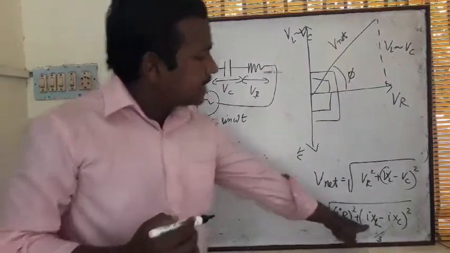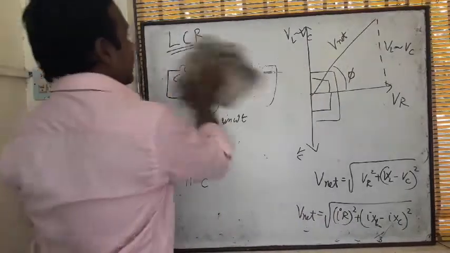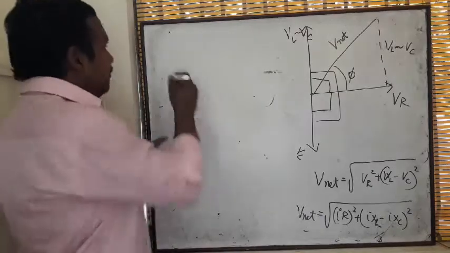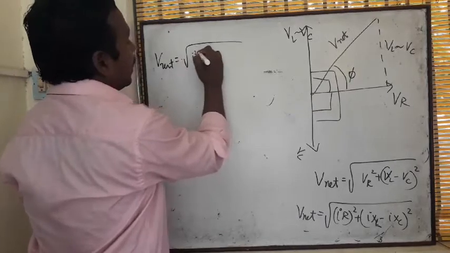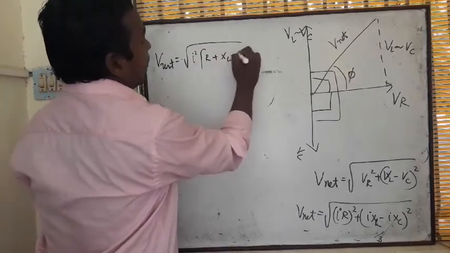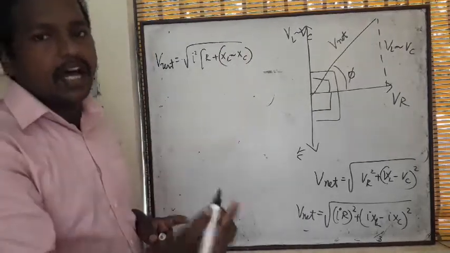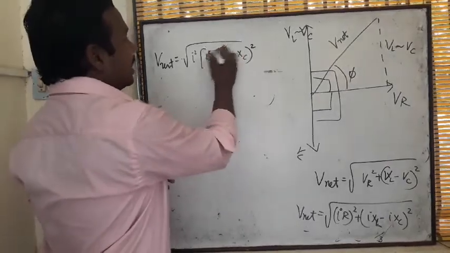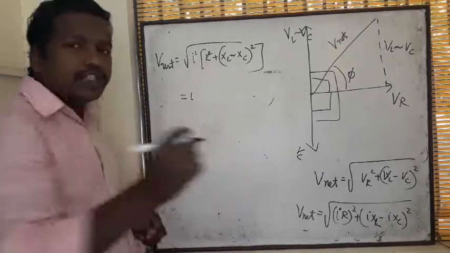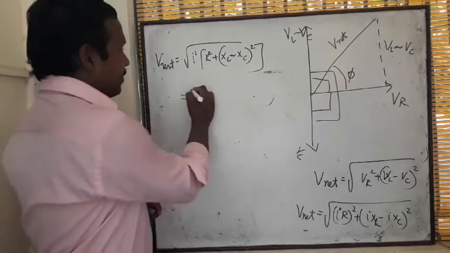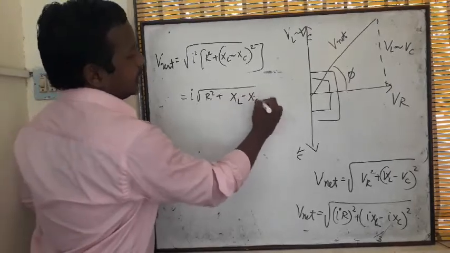I is common in both places, so I take I as common outside. That means you will get V net equal to root of I square times R square plus XL minus XC whole square. It's not a minus, you should write it as a difference. In case XC is greater, you can write XC minus XL also. The point is you are not able to write a negative value. Taking I as common, the root of I square will be I, so it's I times root of R square plus XL minus XC whole square.